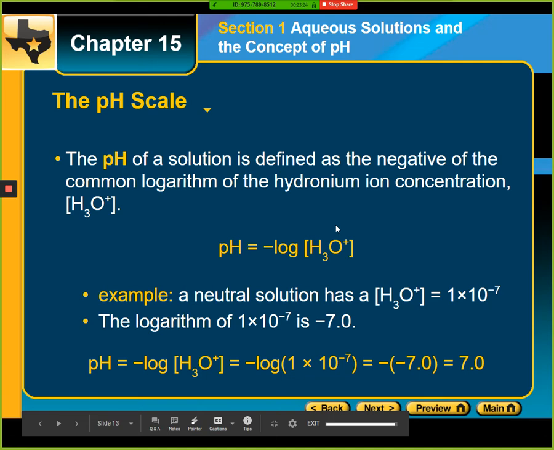Has anyone in here done anything with logarithms in any of your math classes yet? Or is this all new territory for you? Hope is kind of shaking her head no.